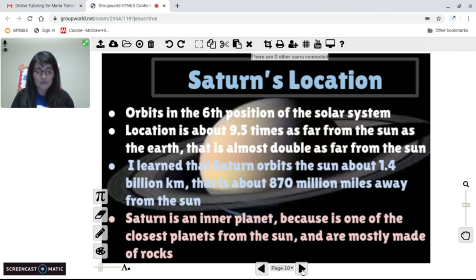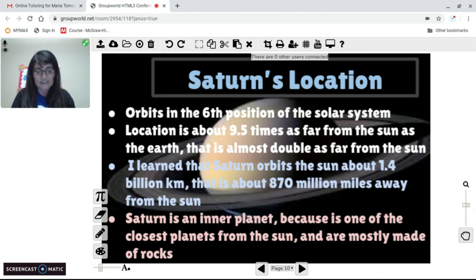Cool. Next one is location of planet. Where is it located in the solar system? All right, that's called Saturn's location. Now we're going to put down where it is. Saturn orbits in the sixth position of the solar system.